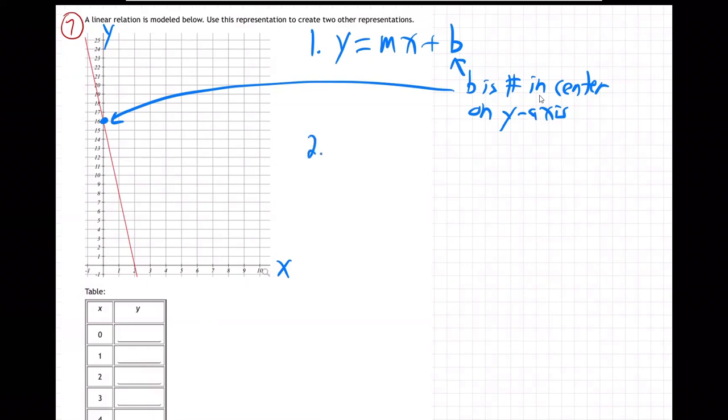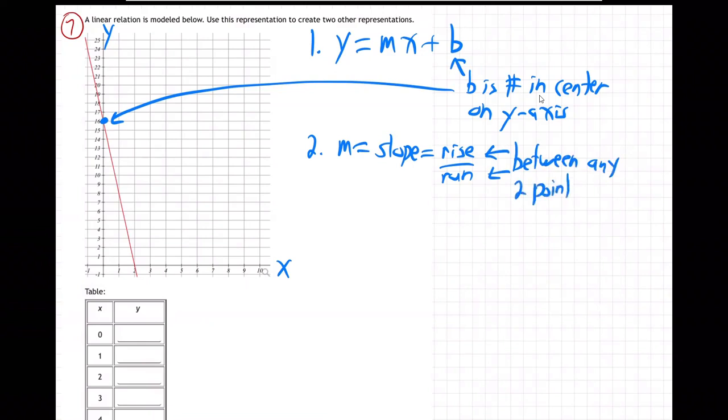And step number two, m equals the slope equals the rise over the run, and the rise and run between any two points on the line. So I'm going to go between these two. So between these two points, what is the slope? What is the rise over run?